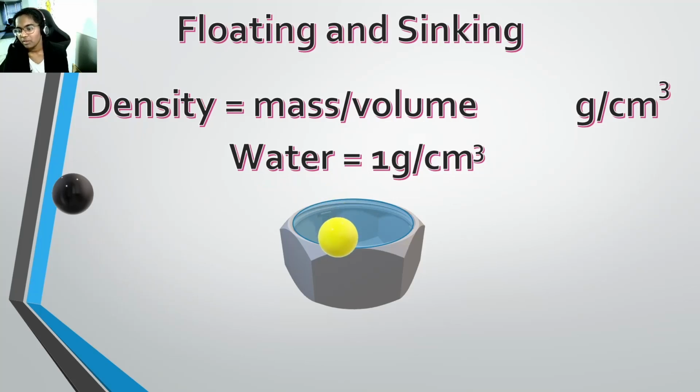It sank, but why? It's because the density of the yellow marble is greater than the density of water, which means the yellow marble is too heavy to float. Now that we know this, will the black marble float or sink? Well, it will float since its density is less than the density of water. But just to check, you can try it out.